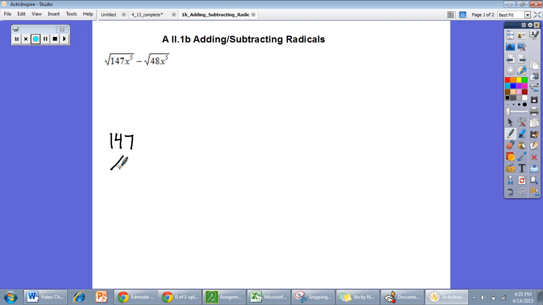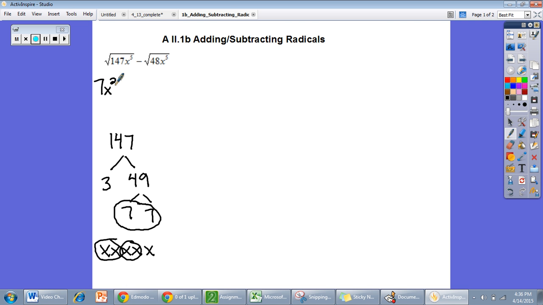I'm going to go ahead and divide it by 3. So then that's going to leave me with 49. Then I'm going to divide that by 7 and 7. So my root is 2, so I'm looking for groups of 2. And I had x to the 5th power. So again, I'm looking for groups of 2. So this would reduce to 7x squared, square root of 3.